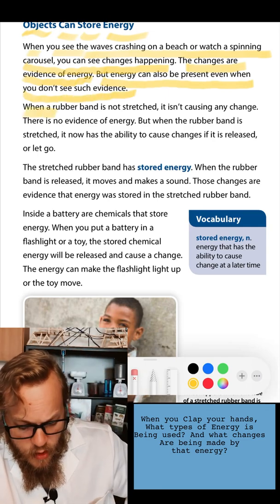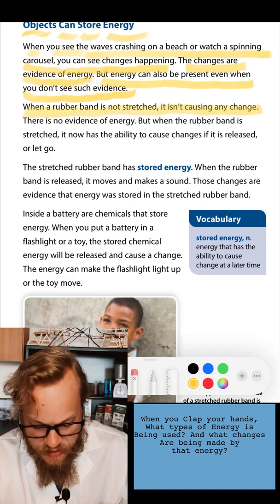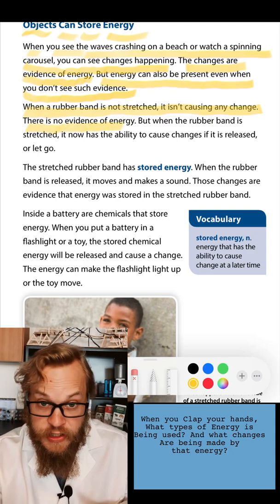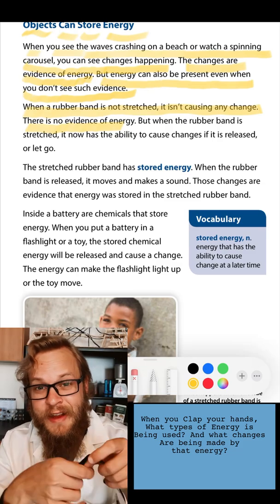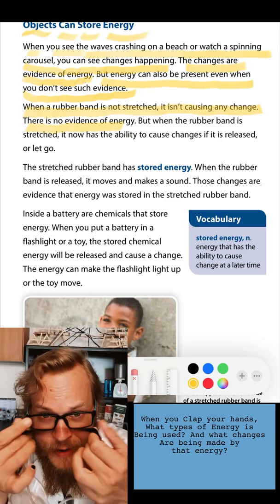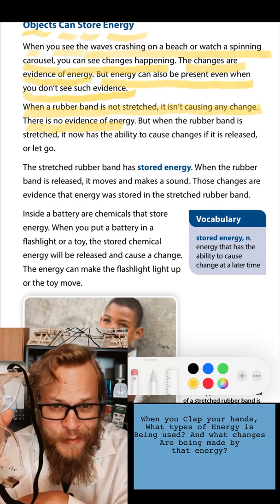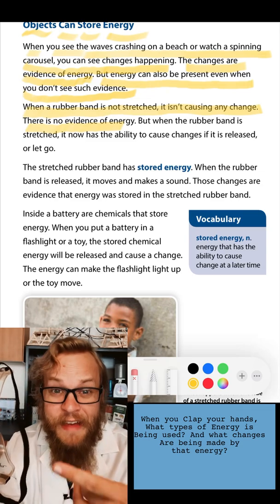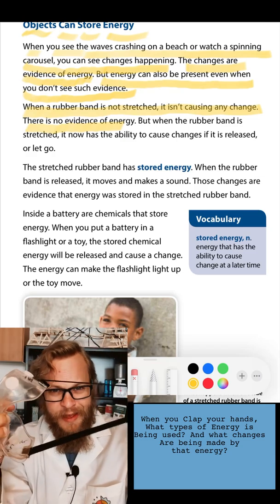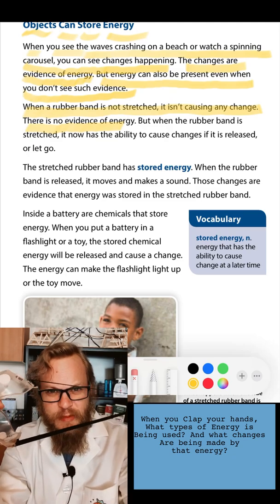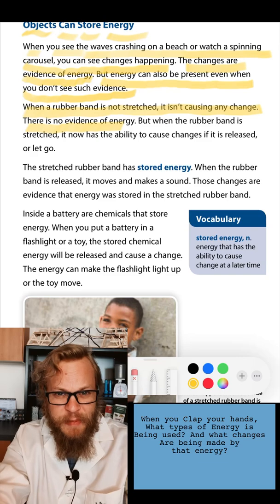Okay. When a rubber band is not stretched, it isn't causing any change. There is no evidence of energy. It's just a rubber band. It's just sitting there. I forgot to grab a rubber band, but here on my goggles, we have this. It's elastic. Right now, it's not doing anything. It doesn't have any potential to change. However, if I stretch it, well, now there's tension. There's potential energy. And if I release it, it snaps back.